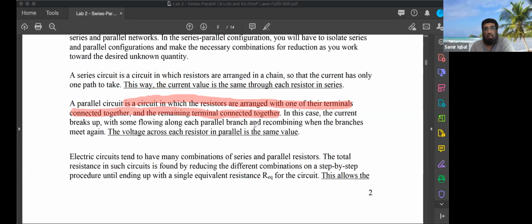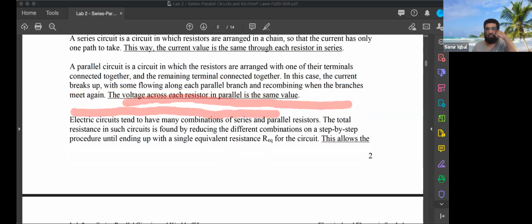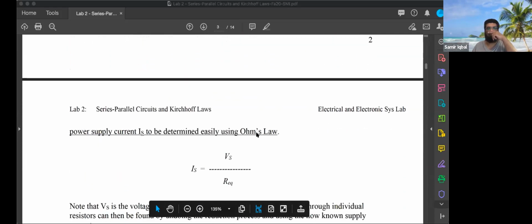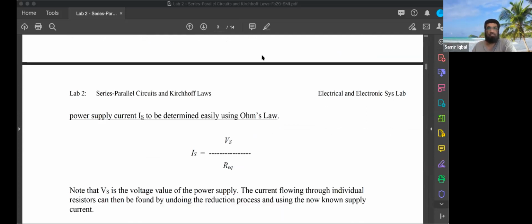In this case, the current gets divided, but the voltage stays the same across all of those branches, across all of those resistors. If you hammer this concept down, then it becomes easy for us to do the calculations that go with it. So, all right, the first equation is nothing but Ohm's law: V equals IR.